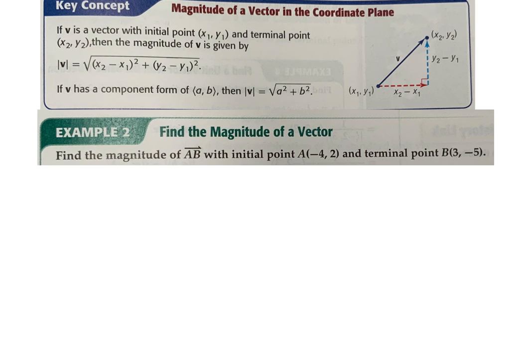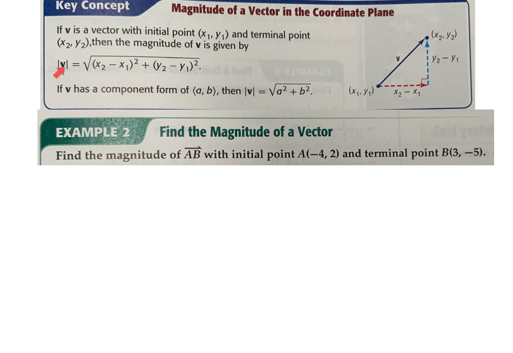All right. Magnitude: if a vector has initial point x1, y1 and terminal point x2, y2, then the magnitude or the length of the vector is given by this. And you notice the notation is the absolute value of the vector. It's the square root of the difference squared plus the difference squared. This should look vaguely familiar. What does that look like? Yeah, this is my distance formula because you're finding the distance, right?